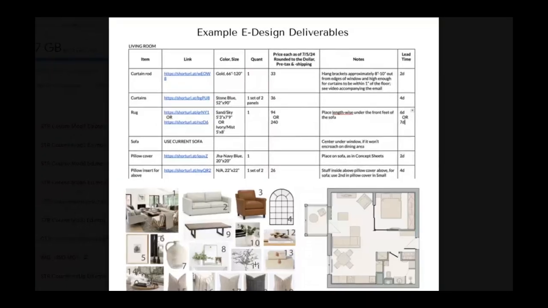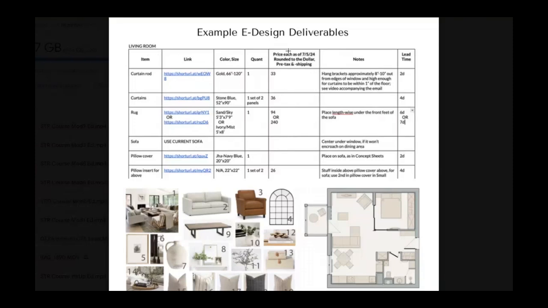All right. So I'm hoping you can see here it says example E-Design deliverables. What's on the screen here is at the top, a table, with columns and rows. And then at the bottom are some visuals of furniture, what the exact furnishing items look like. And then also a floor plan, like an aerial view of the rooms that were designed. All right, so first let's talk about this table. The table really is the meat of a design plan.